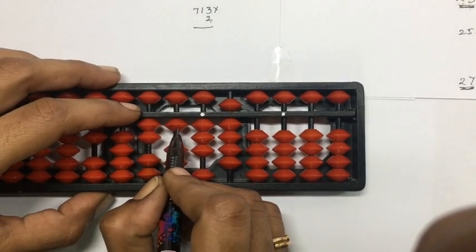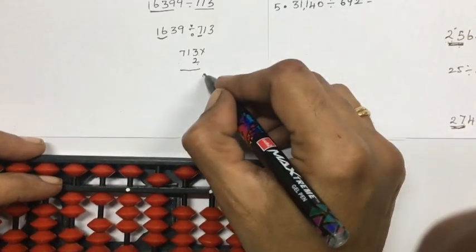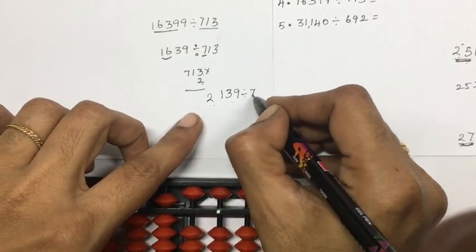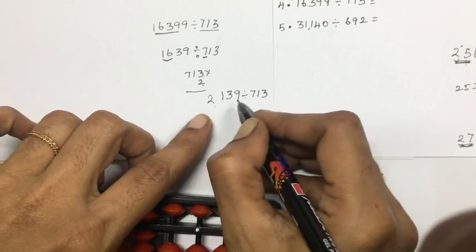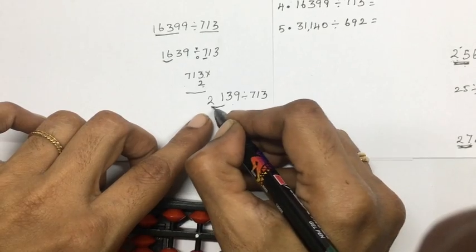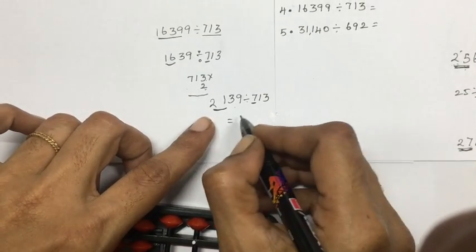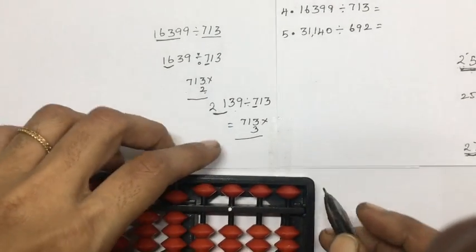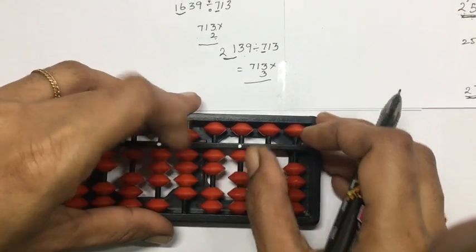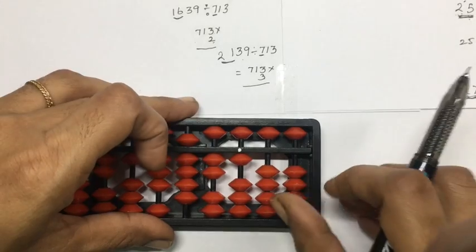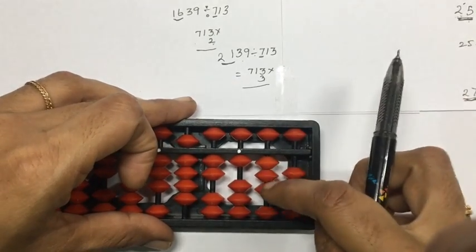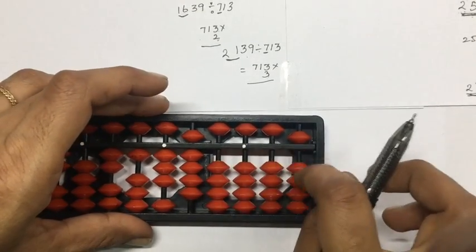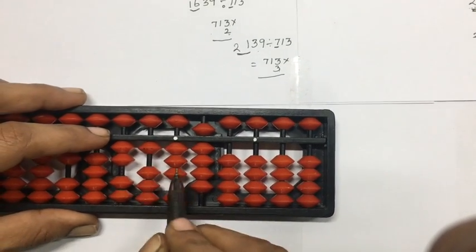2139 is the next dividend. So we have to divide this number by 713. To arrive at the answer quickly, divide 21 by 7, so 3 times. So you should try 713 into 3. Our answer should be 7 3s are 21, 1 3s are 03, 3 3s are 09. So the answer is 2139.